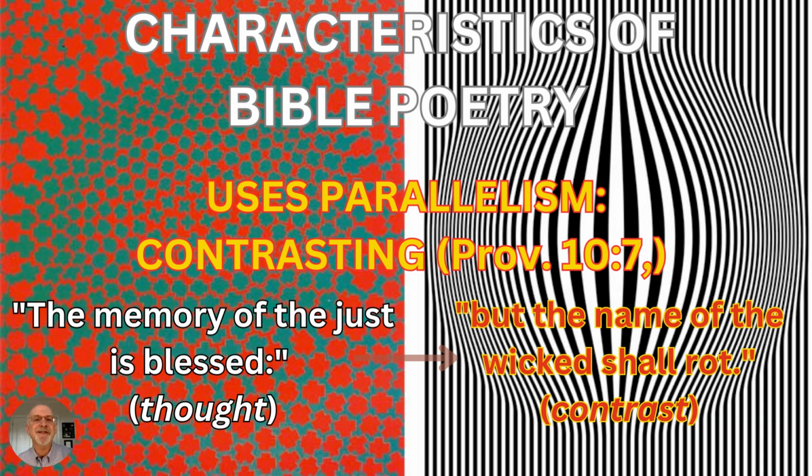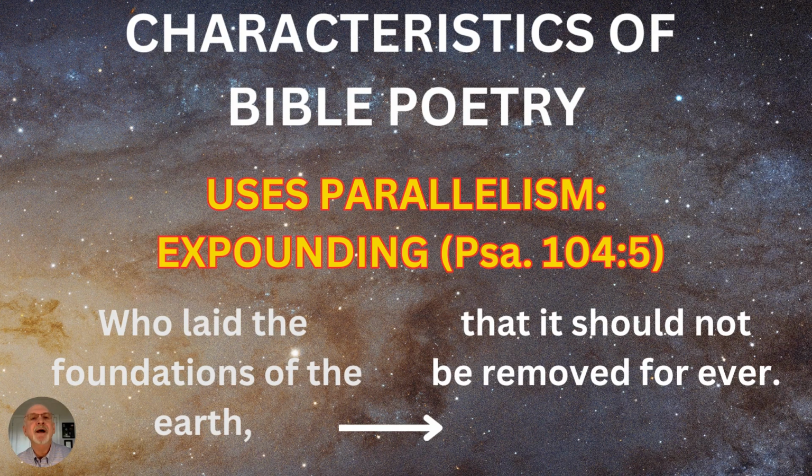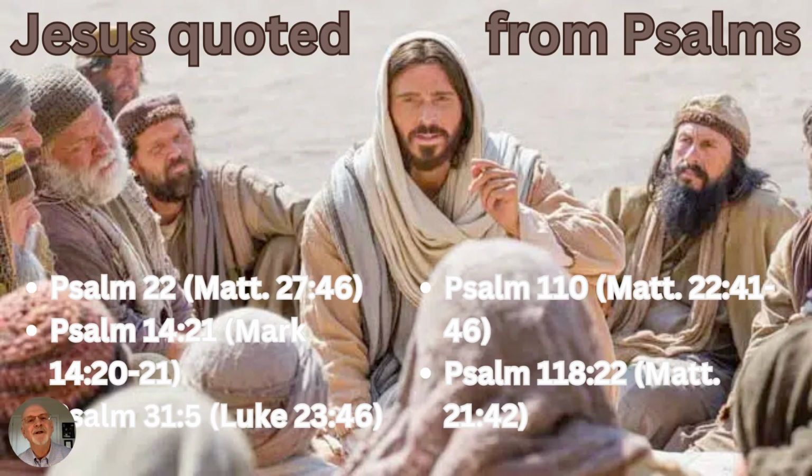The poet presents a thought and then contrasts it, like in Proverbs 10:7. The memory of the just is blessed, that's the thought, but the name of the wicked shall rot. And that's the contrast. Another type of parallelism is presenting a thought and then expounding it. For instance, Psalm 104:5. Who laid the foundations of the earth is the thought. That it should not be removed forever is the expounding of the thought.